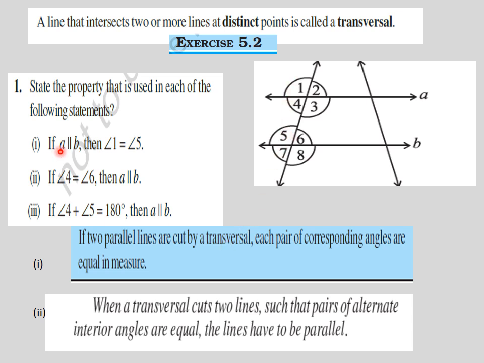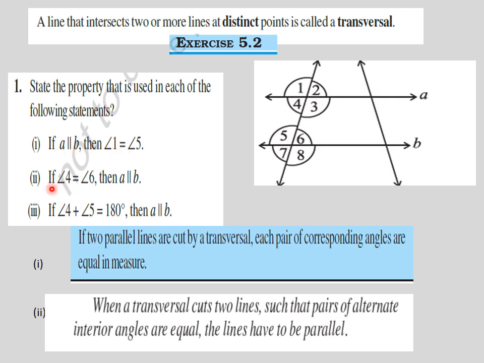So what is the property which says it is true? If two parallel lines are cut by a transversal, each pair of corresponding angles are equal in measure. So angle 1 is equal to angle 5. Angles 1 and 5 are corresponding angles, so they are equal. This is the property which says this statement is true.